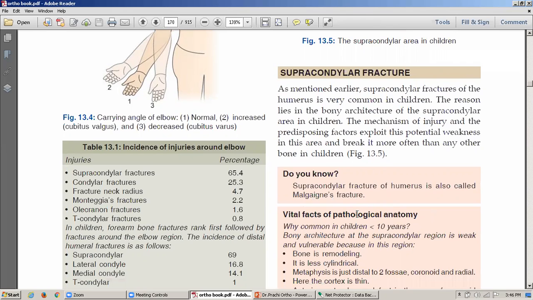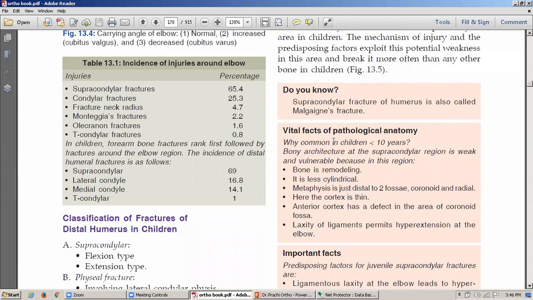A vital fact of pathological anatomy is why it is common in children less than 10 years: the bony architecture at the supracondylar region is weak and vulnerable. In this region the bone is remodeling and is less cylindrical; the metaphysis is just distal to two fossae, coronal and radial. Here the cortex is thin. The anterior cortex has a defect in the area of the coronal fossa. Laxity of ligament permits hyperextension at the elbow.